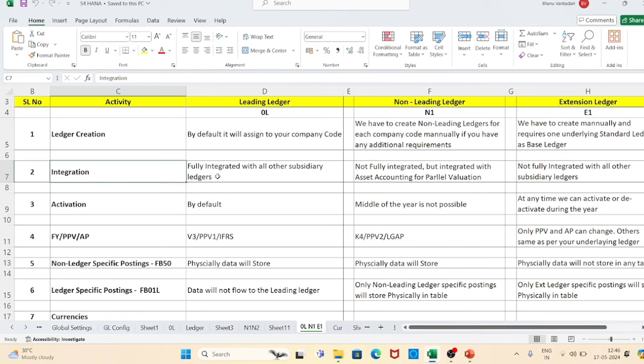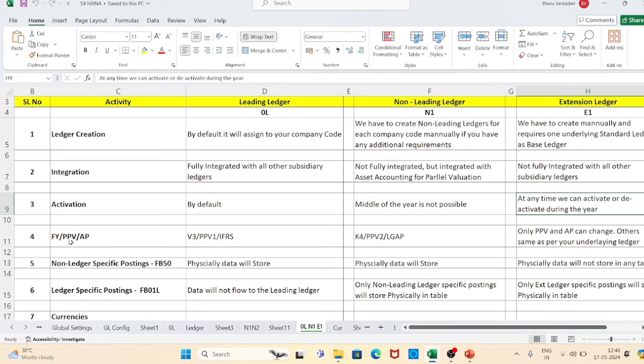Integration: the leading ledger is fully integrated with all other subsidiary ledgers. The non-leading ledger is not fully integrated, but it is integrated with asset accounting for parallel valuation. The extension ledger is also not fully integrated with all other subsidiary ledgers. Next, activation: the leading ledger is active by default. A non-leading ledger cannot be activated in the middle of the year. An extension ledger can be activated or deactivated at any time during the year.